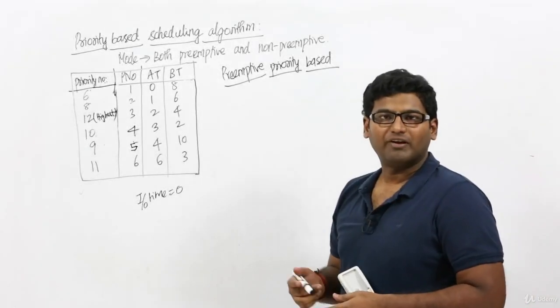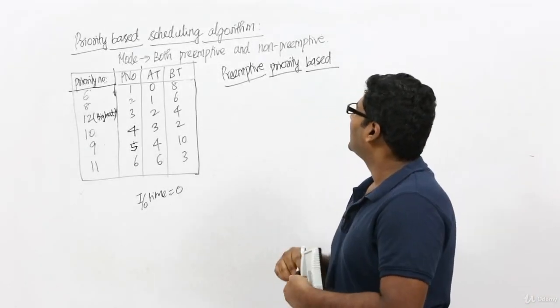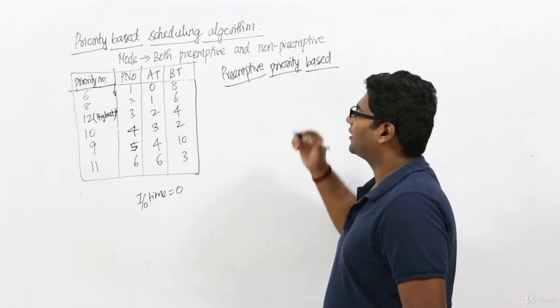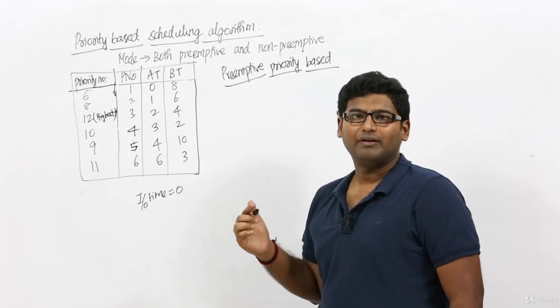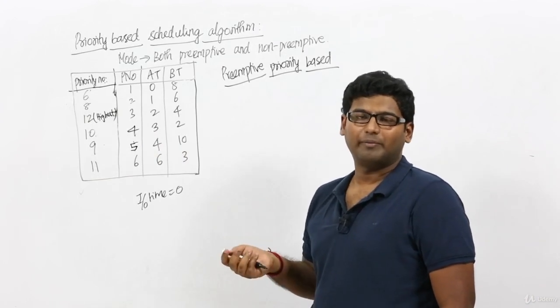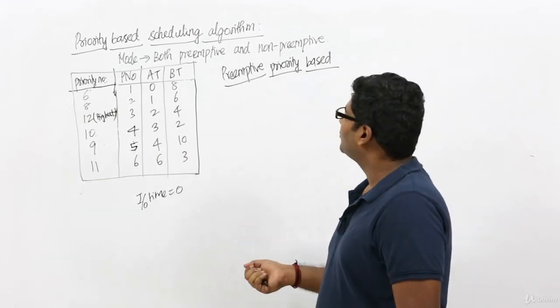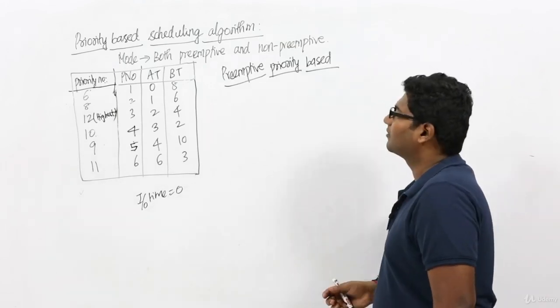Now for the same problem we have seen, let's solve it assuming that it is a preemptive priority based scheduling algorithm. For the same table, so far we have assumed that it is a non-preemptive priority based scheduling algorithm. Now let's assume that it is a preemptive priority based scheduling algorithm and solve it.